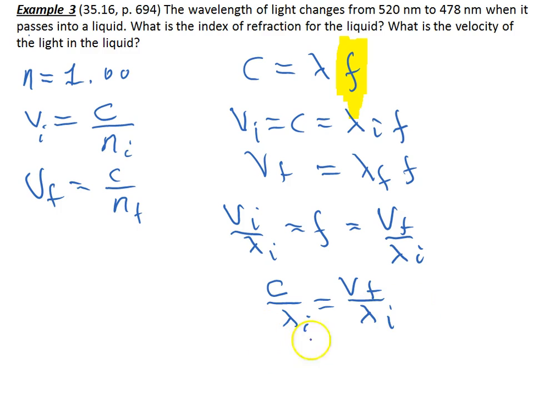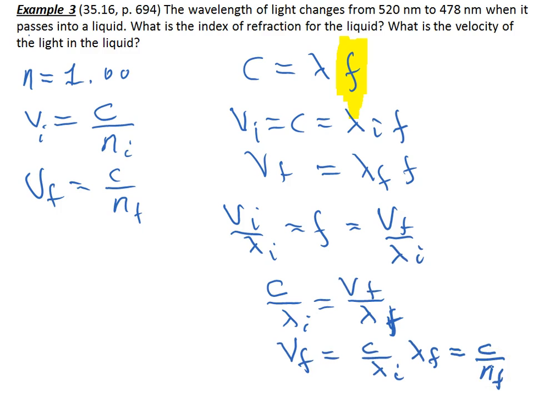So rewriting this to give myself the final velocity, I multiply both sides by lambda initial. So final velocity is equal to c divided by the initial wavelength multiplied by the final wavelength, and that should have been an f there. Okay, and we also know that this is equal to the velocity of light divided by the refractive index that we need.